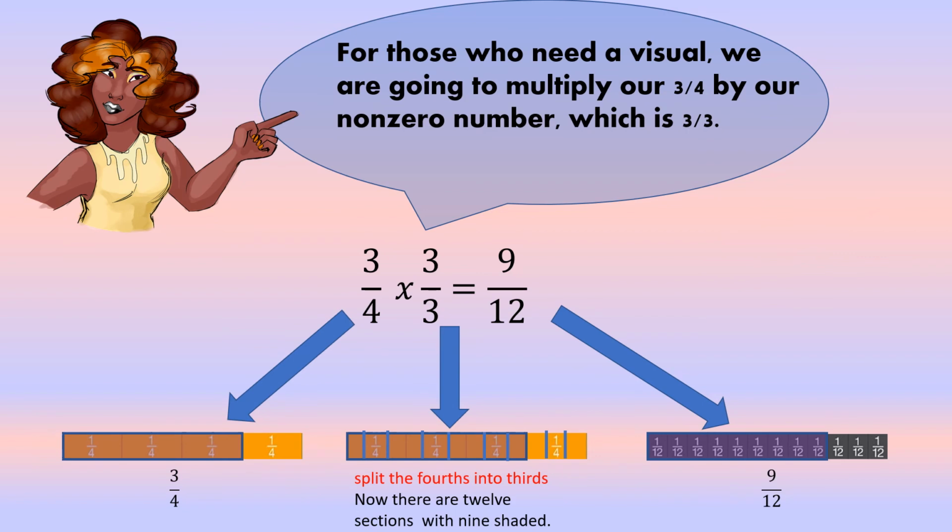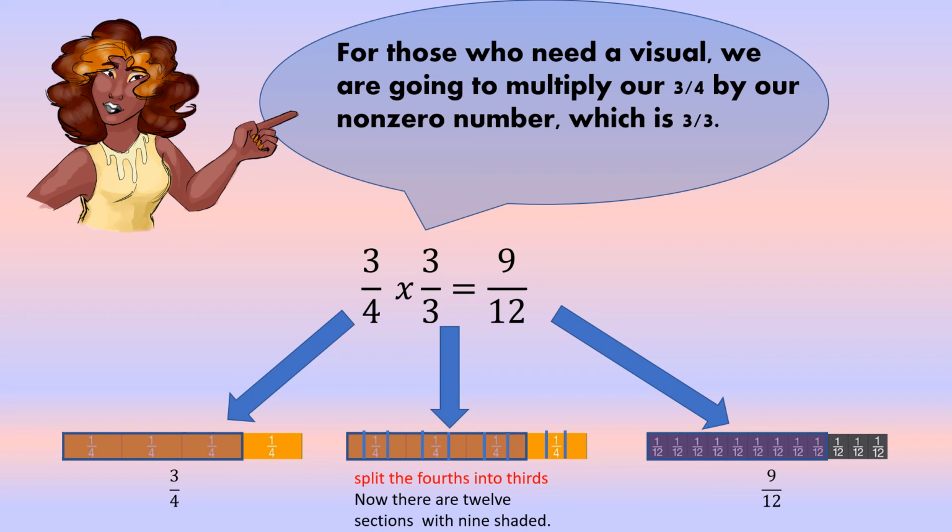For those who need a visual, we're going to multiply our 3/4 by our non-zero number, which is 3/3. Let's look at the equation. 3/4 times 3/3, our non-zero number, equals 9/12. Let's look at our first arrow. Our first arrow represents 3/4. There are 4 sections total, and there are 3 shaded in.